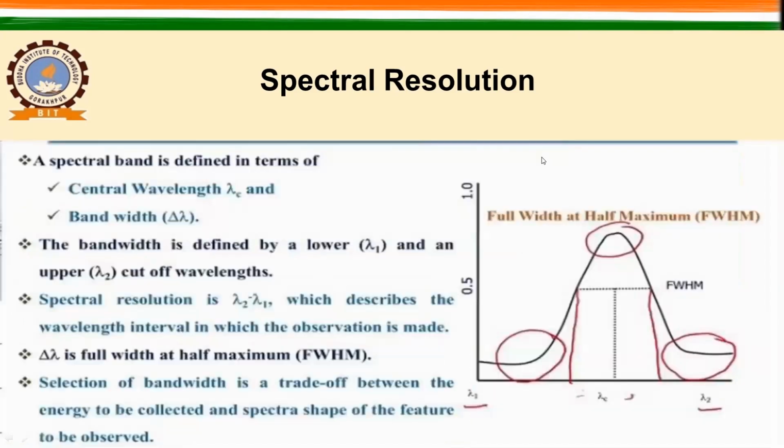This slide will also be about the spectral resolution only. Here a spectral band is defined in terms of central wavelength and bandwidth. So you always have, for example, 0.4 to 0.5 micrometer. If you remember this wavelength range from 0.4 to 0.5 micrometer, in this range there will be a central wavelength that will be 0.45 micrometer.